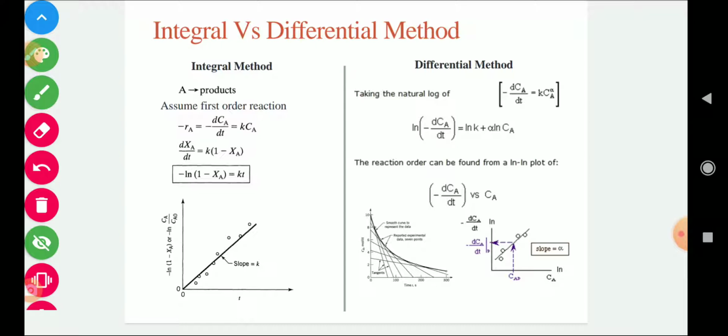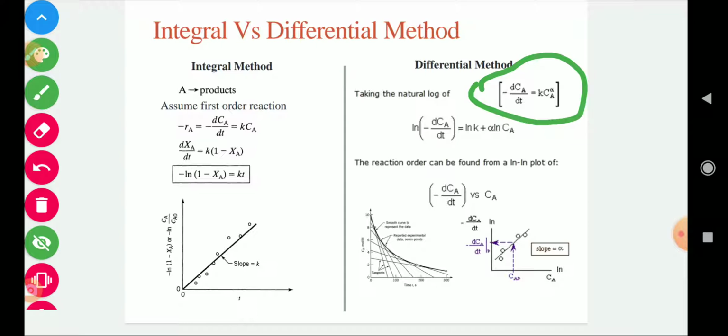On the other hand, in the differential method, instead of assuming the order of reaction, we assume the rate expression. Like in that case, we assume the rate expression is dCA by dt equals k CA to the power alpha.